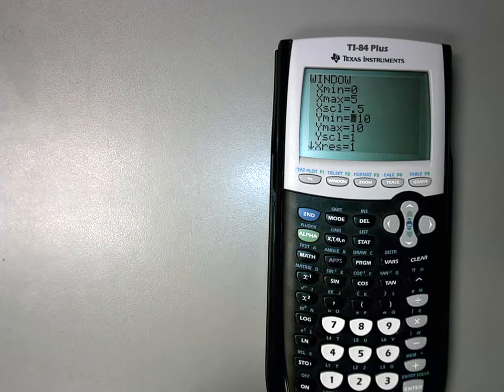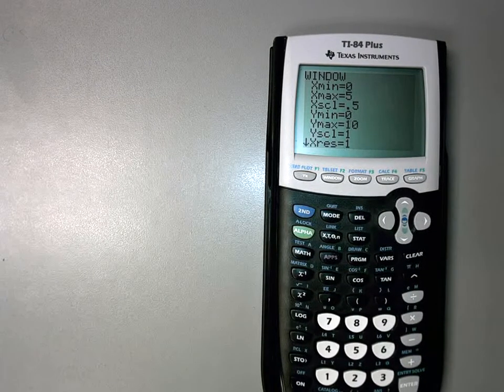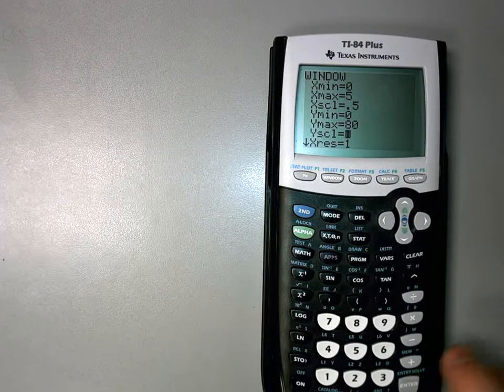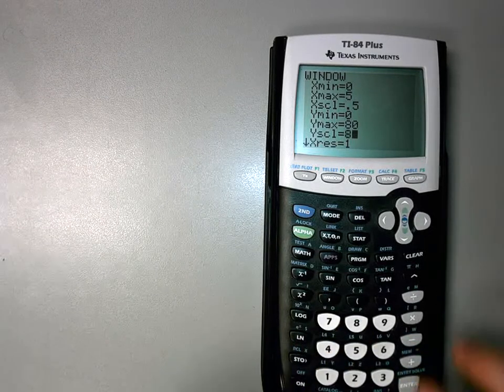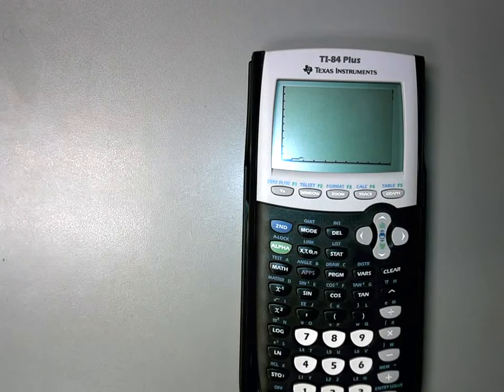Y min, I know my value is never going to be less than 0. So let's set that as 0. My max, I know I have to hit that y equals 56 line. So let's make this y equals 80, just so we've got enough room. And then the y scale will be 1/10 of that, which will be 8. So if I hit graph now, I've changed my scales, and I can see my two equations intersecting.